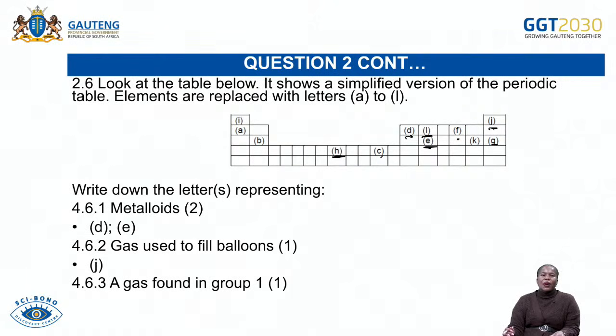And then a gas found in group 1. What is the gas that is found in group 1? It could be A or I. Here's our I, here's our A. Remember, they were not looking for the name specifically, but they were looking for the letter where we'll find those specific gases found in group 1. This one was very specific to say in group 1. So you had to just dive in there and say, oh, okay, it can be either I or A.